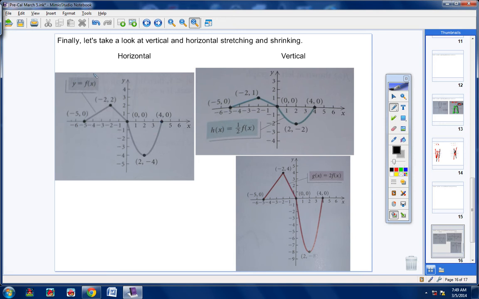But here's the original function right here. Now, notice what they've done. They have multiplied the entire function by 1/2. Here they've multiplied the entire function by 2. So let me put this in words you can understand. You might want to write this down. Let's say you had, I don't know, 2x squared minus 3x. I just made that up. And let's say you multiplied the entire function by 3. So now you have this.